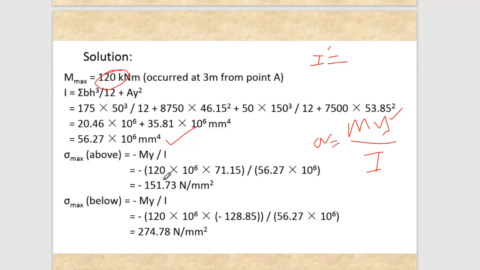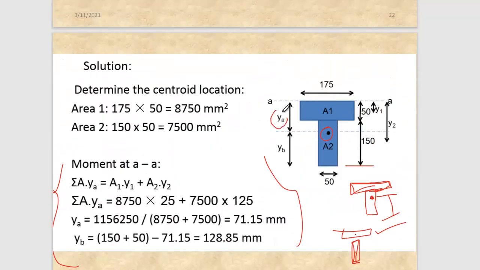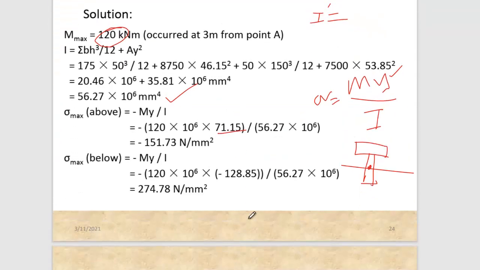Okay, so now have a look. Above the neutral axis is the compression zone, right? So that's why they just put the minus. That's it, nothing else. And below, tension. Okay, so have a look. My by I. So what is the maximum Y? Have a look. What is this maximum? From this one to the edge of the section, which is 71.5, right? This is the above. What is the below? This is 128.85. So in the case of below, this is 128.85. Okay.